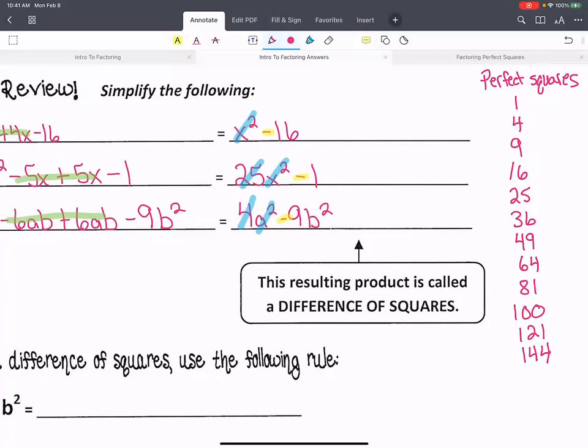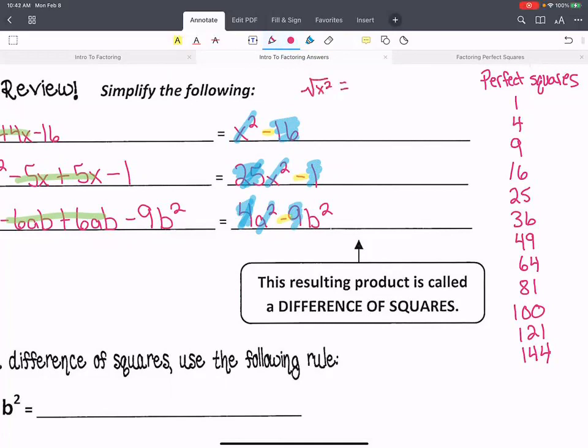So if I say, what's the square root of 36? What's the square root of 36? 6. What's the square root of 49? 7. What's the square root of 64? 8. What's the square root of 81? You see where I'm going? So these are called perfect squares because if we take the square root, we get a whole number. Okay? So if you will notice, all of these answers, the numbers before and after are perfect squares. You see that?